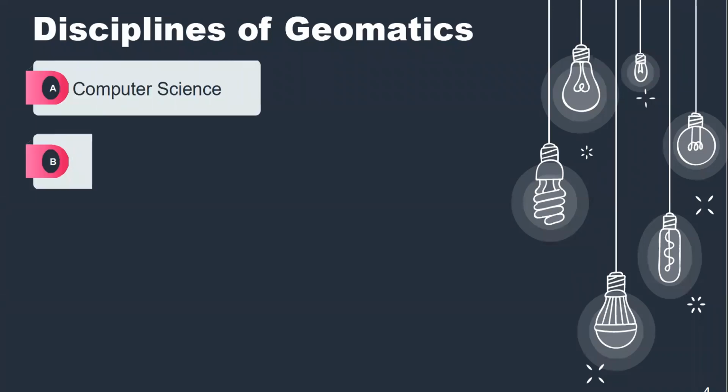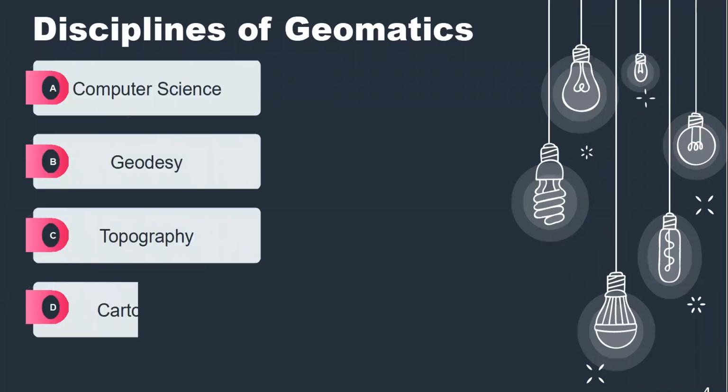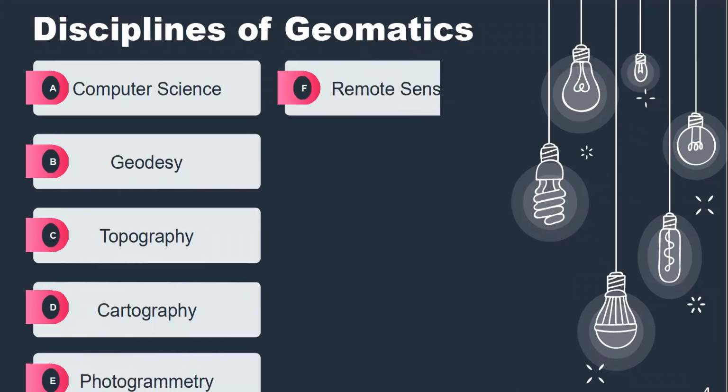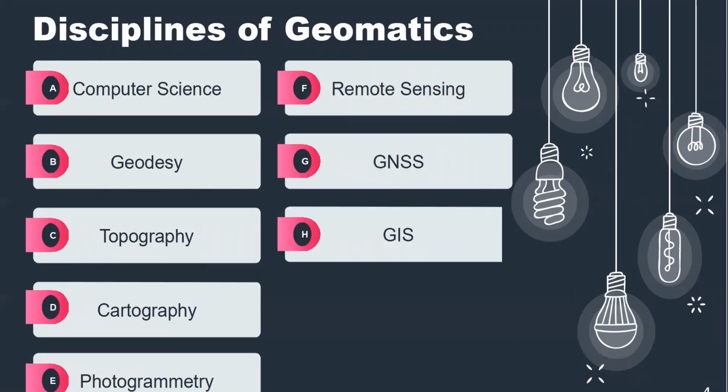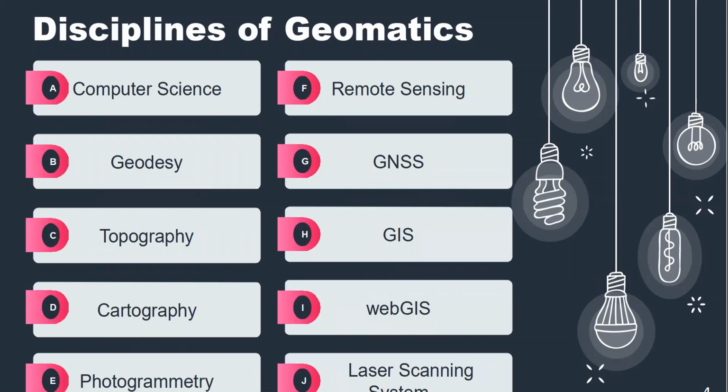Broadly, there are 10 disciplines of geomatics as you see on the screen: computer science, geodesy, topography, cartography, photogrammetry, remote sensing, GNSS, GIS, web GIS, and laser scanning system.